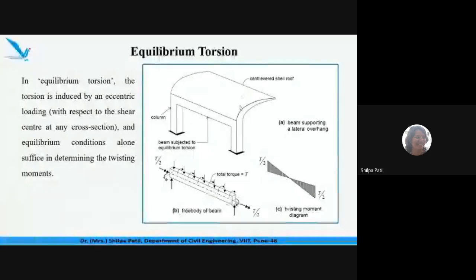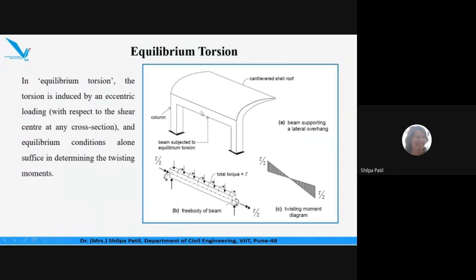So whatever the load acting on this particular roof, because of that load, there will be a torsion developed in this beam. See, this is your beam. All of you, can you see the pointer which I'm moving here on the screen? Students? Yes, ma'am. So can you see my pointer? Yes, ma'am. Okay.